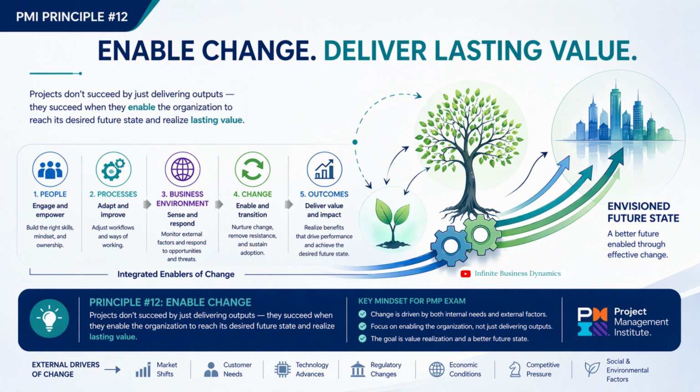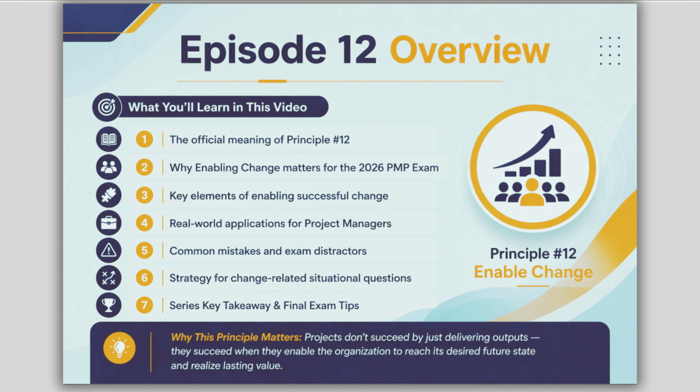All right, so this is it, the final principle. You know, the one that takes everything we've learned and kind of points it toward the ultimate goal. Today, we're going to master principle number 12, enable change to achieve the envisioned future state. And this isn't just the end of our series, not at all. It's really the key to understanding what makes a project genuinely successful.